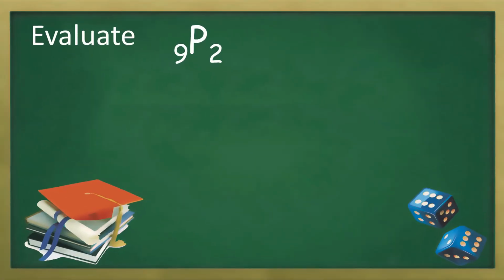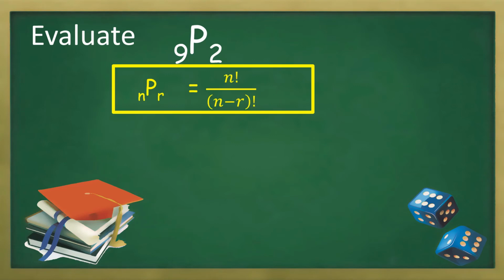Okay, so let's have another example. 9P2. Using the formula, nPr is equal to n factorial over (n minus r) factorial, where n is equal to 9 and r is equal to 2. Then we will have 9 factorial over (9 minus 2) factorial. Subtracting 9 minus 2 will give you 7. So therefore, we will have 9 factorial over 7 factorial.